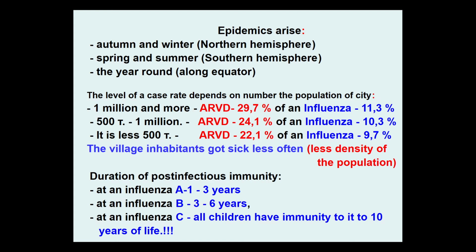Duration of post-infection immunity: influenza A, 1 to 3 years; influenza B, 3 to 6 years; influenza C, all children have immunity by 8 to 10 years of life.